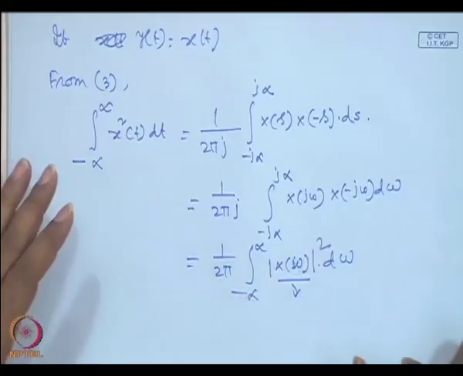So we have established the relation called Parseval's theorem. It tells us that the time domain energy content of the signal is the same as the frequency domain energy content of the same signal, expressed in terms of the Fourier transform. We will stop here today.